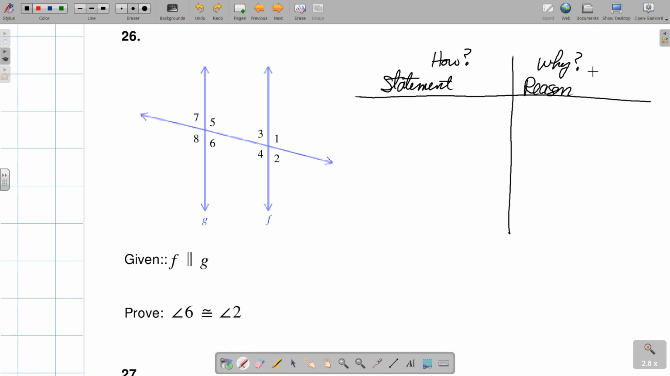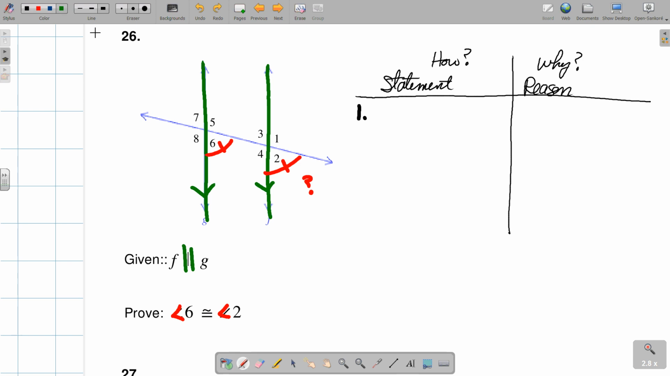Okay? We start with our given information, and we're just going to put it directly on the diagram. We are given that F is parallel to G. So up here, F and G are parallel. We're trying to prove that angle 6 and 2 are congruent. Congruent, question mark. This is a whopping 2 steps.